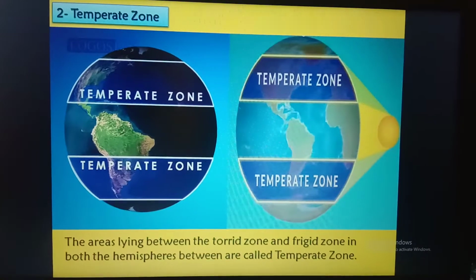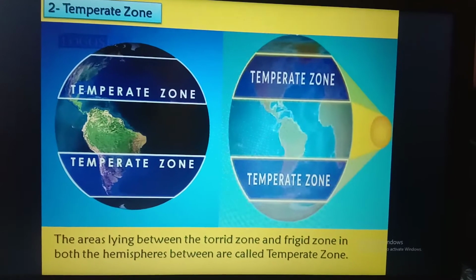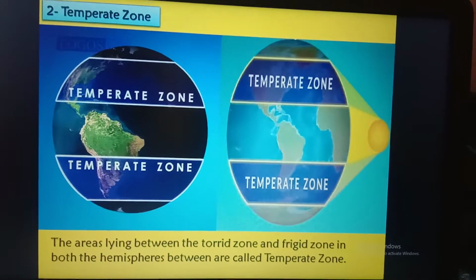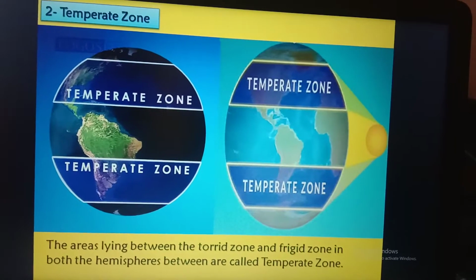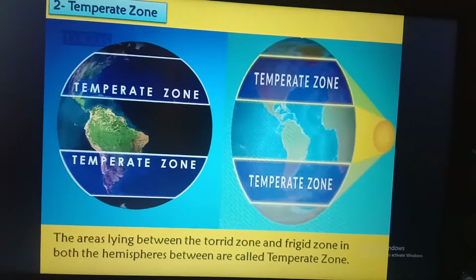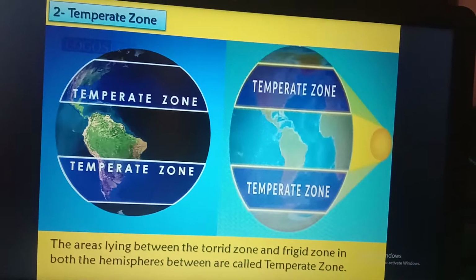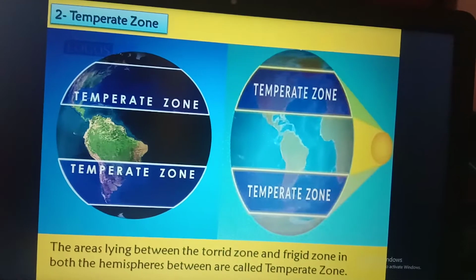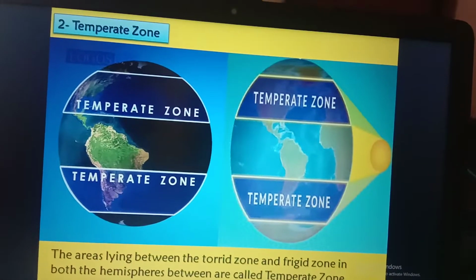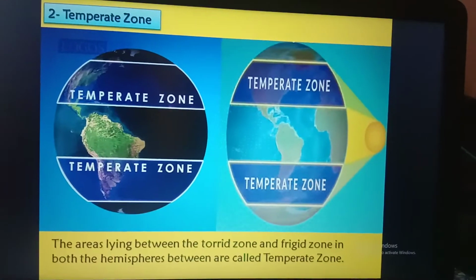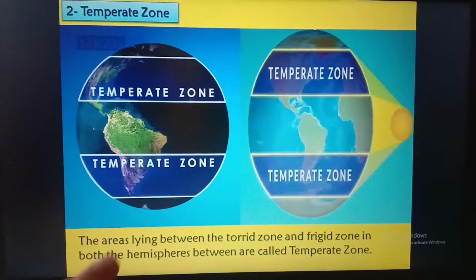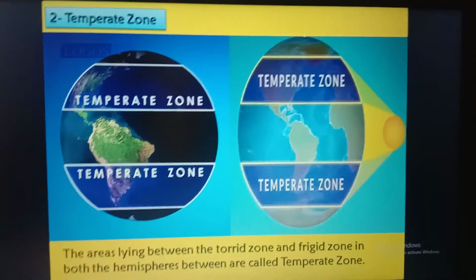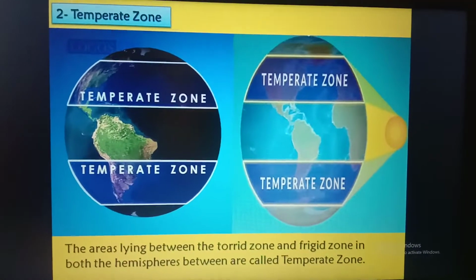The next zone is temperate zone. The areas lying between the torrid zone and the frigid zone in both the hemispheres are called temperate zone. These regions get moderate heat because the sun rays are not direct here. Therefore, this zone has a moderate climate. As you can see in the picture, the sun rays are coming slanting on this area. So, this zone has the moderate climate.